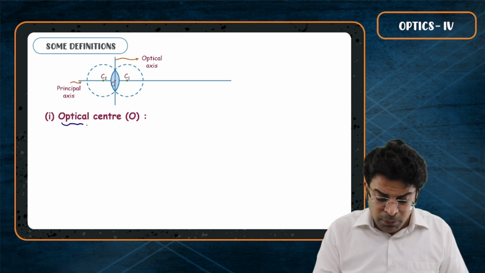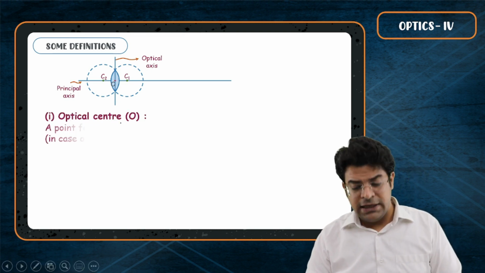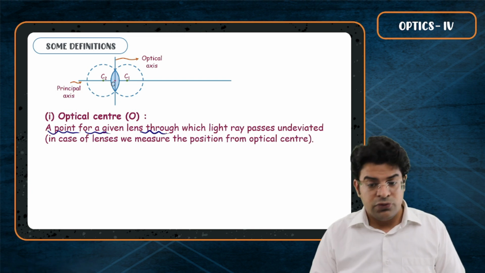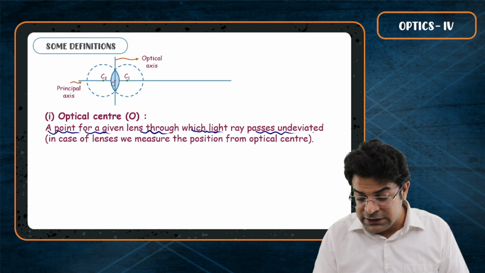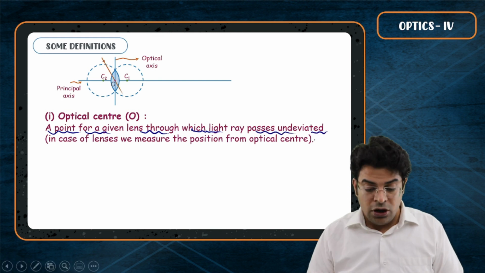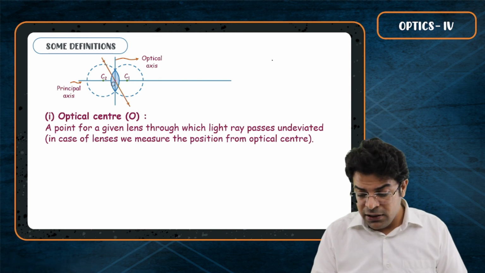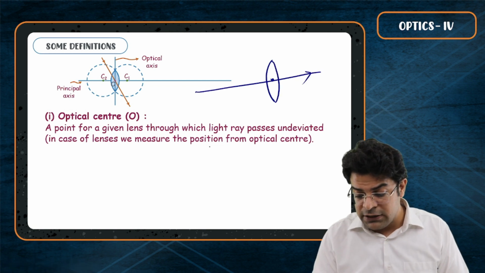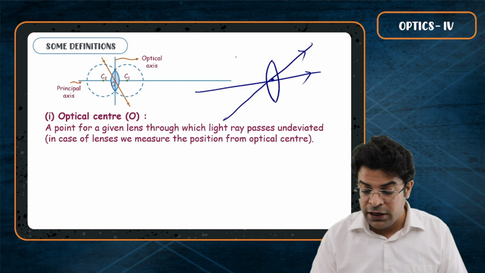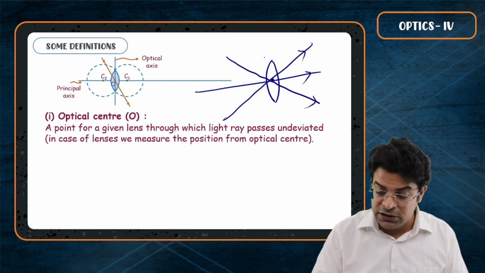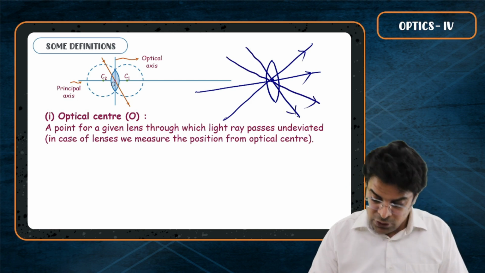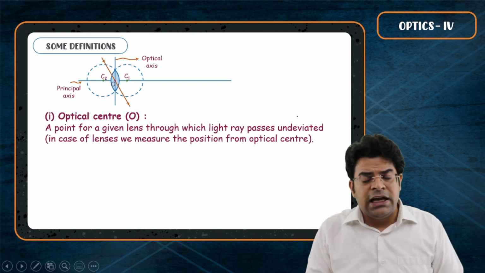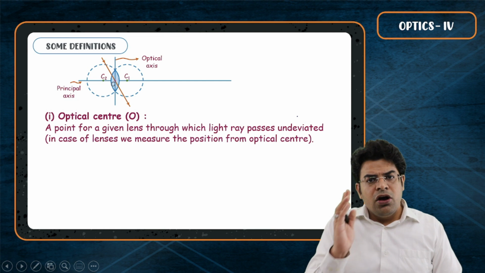Now, what is the optical center? The optical center is the point for a given lens through which a light ray passes undeviated. Any ray of light which tries to pass through the optical center goes undeviated, and this is one important definition that you should know. Now, the same type of definitions can be made for a concave lens.